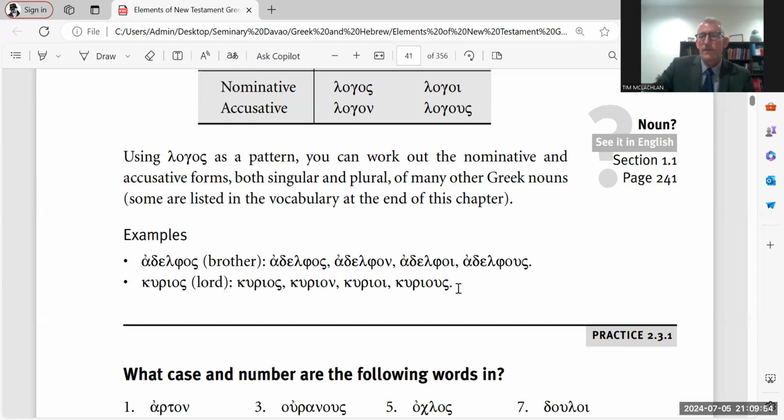The lords were defeated in battle. Or sorry, the army defeated the lords. That's an easier way to look at it. So the army is the nominative, and defeated becomes the verb, of course, and then you have the lords, they're receiving the action, okay, they're at the end of the action, so they become the accusative case. That would be kurios.